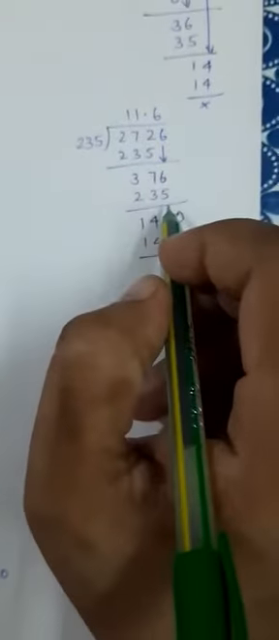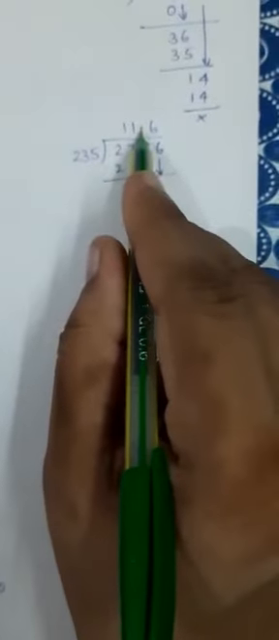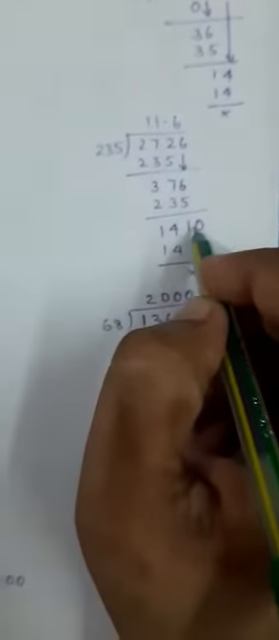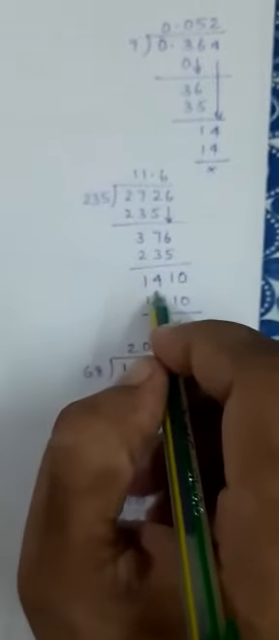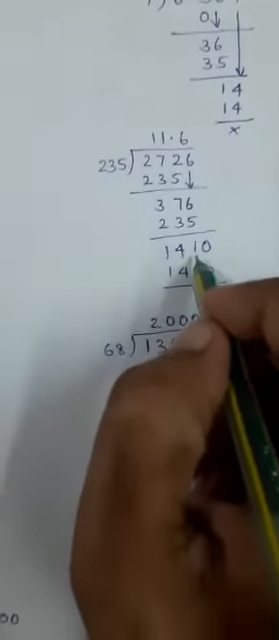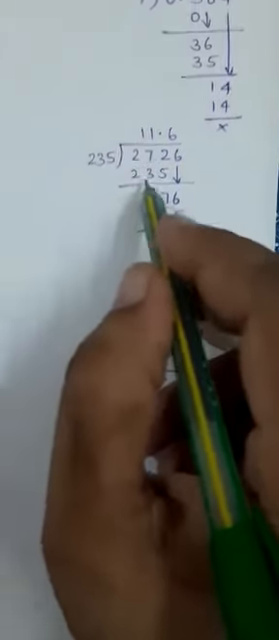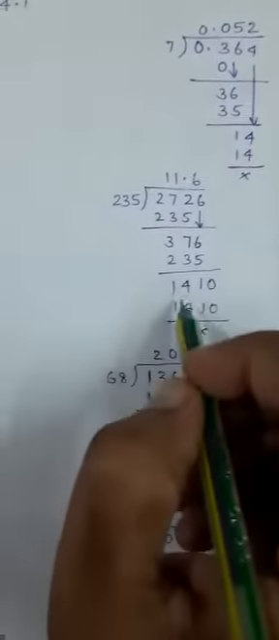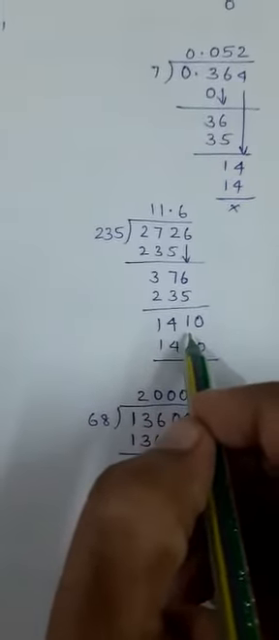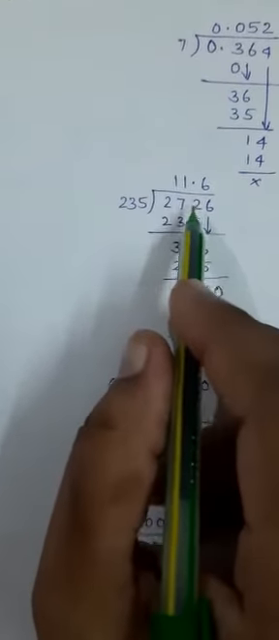Then put a decimal point in the quotient and a 0 here. So the number is 1410. 235 is contained 6 times in 1410. So the answer is 11.6. Next question.